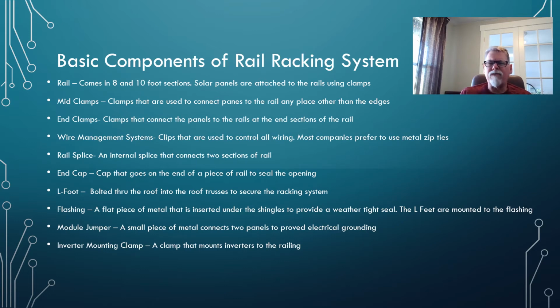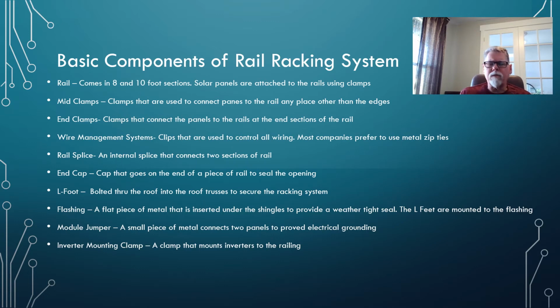You usually have some type of a wire management clip, a clip that hooks to either the rail or the panel, and it's used to hold in place the wires to keep them from dangling onto the roof. Honestly, most installers use some type of a zip tie. They're more reliable and generally are easier to use.